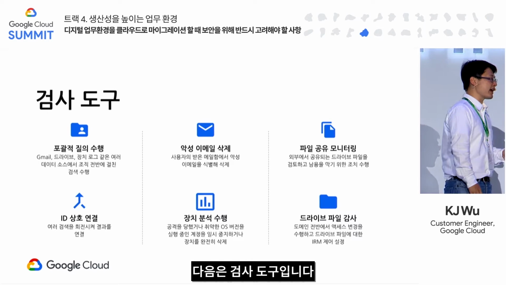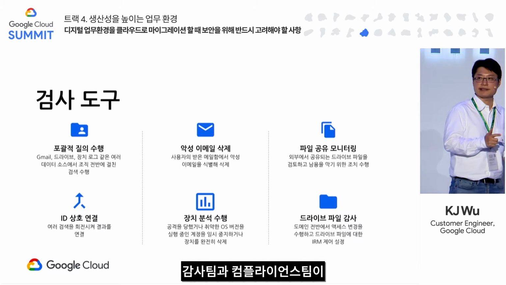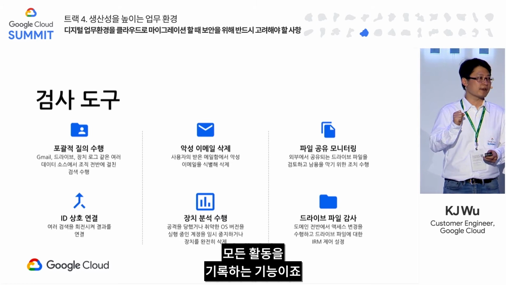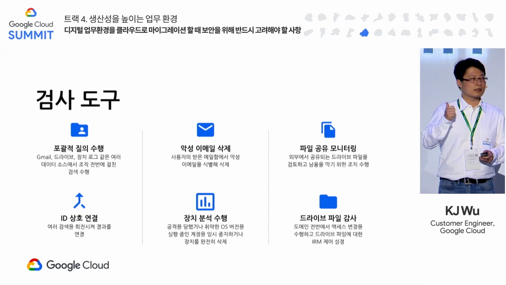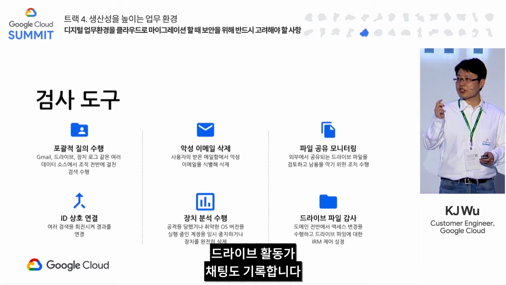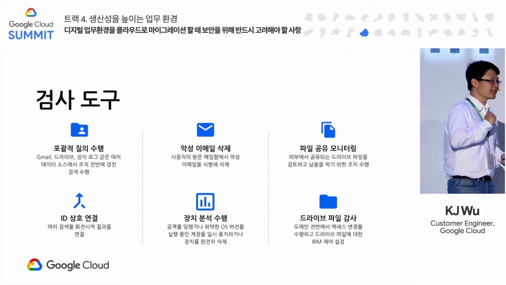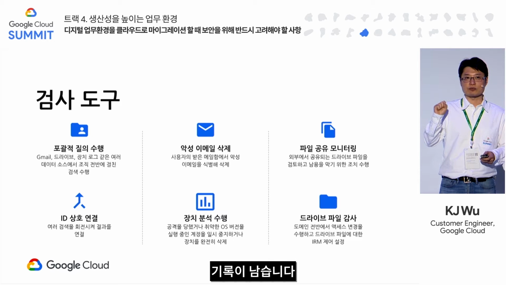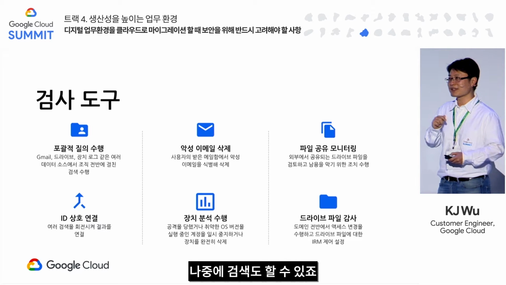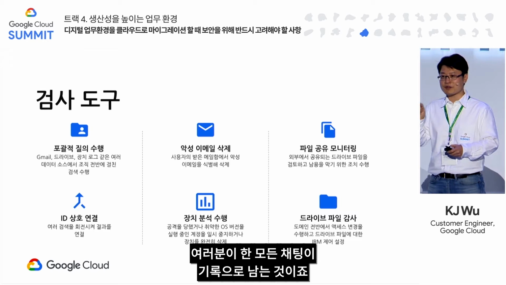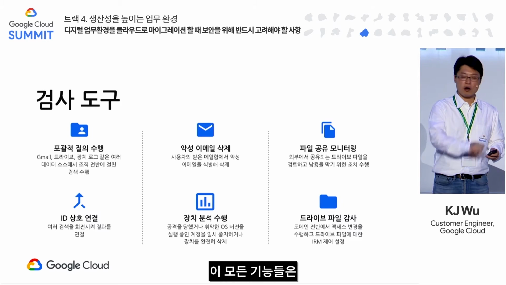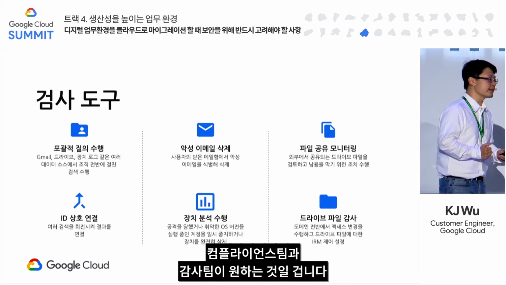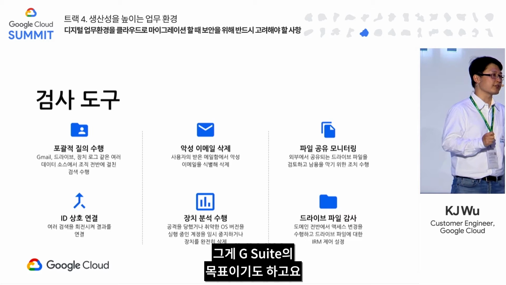And the next one, the investigation tool. I think auditing and compliance teams really like these features. They can help you capture all the activities, including mail, including Drive, even the chat, Hangout chat. If you use Hangout chat, you turn on the history to capture those records. Later on, you can search on them and find every chat you did over there. I think all this is just to help you meet your compliance and auditing needs. That's what G Suite tries to achieve.